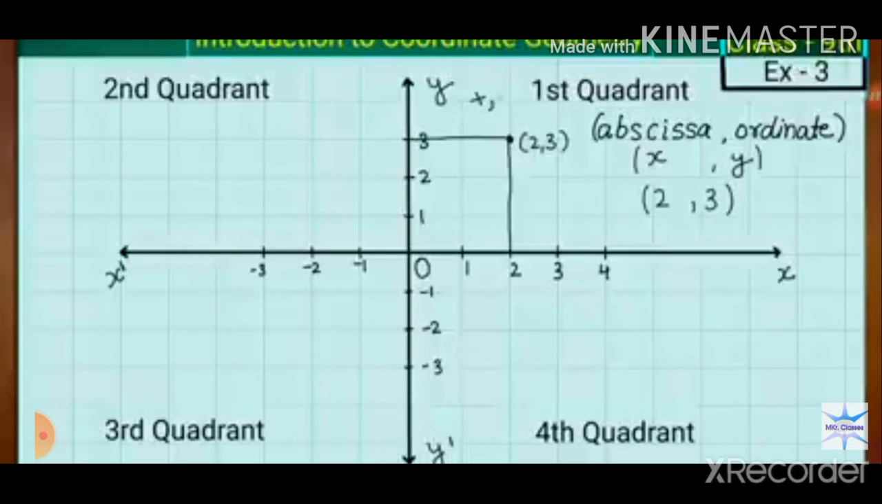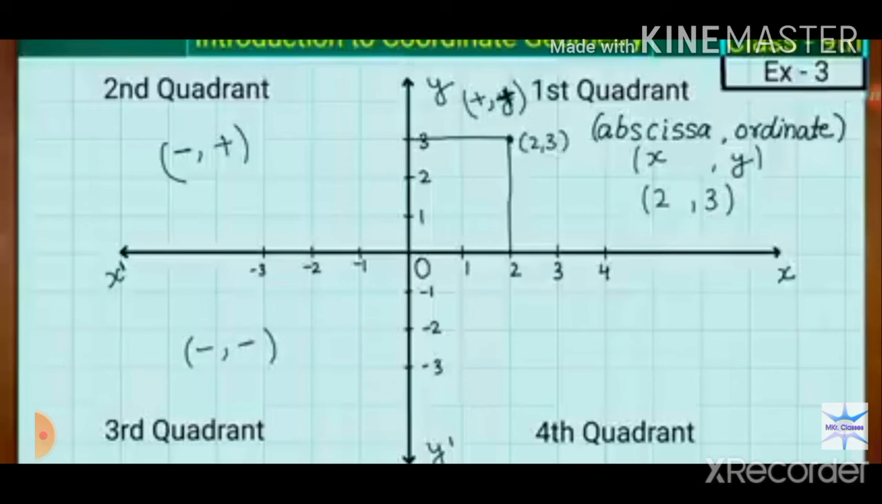Similarly, if you consider any point, then the point will be found on the plane with the help of these two axes. In the first quadrant we see that both values are positive. In the second quadrant, the value of x, that is the abscissa, is negative and the ordinate is positive. In the third quadrant, the abscissa is negative and the ordinate is also negative. And in the fourth quadrant, the abscissa is positive and the ordinate is negative.